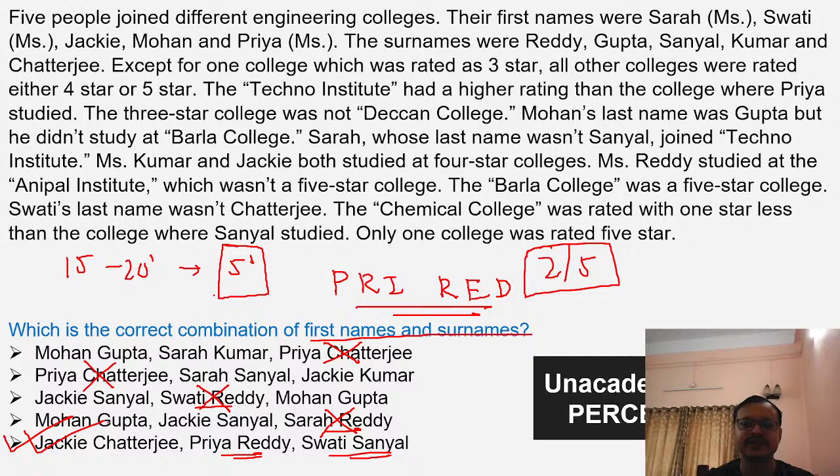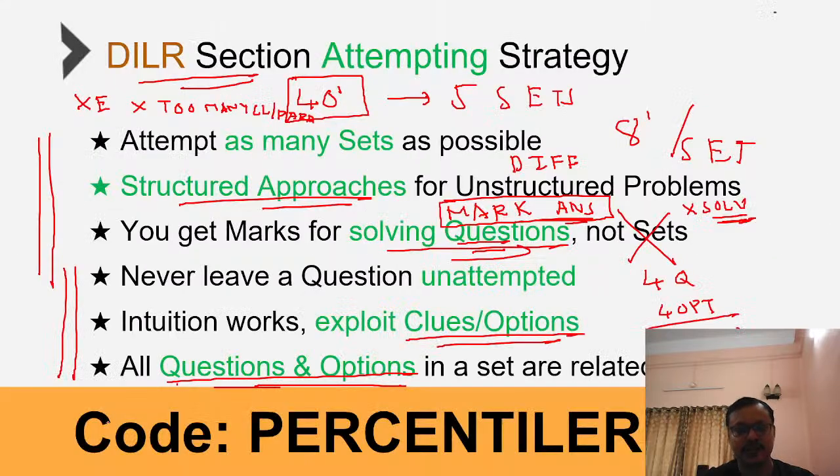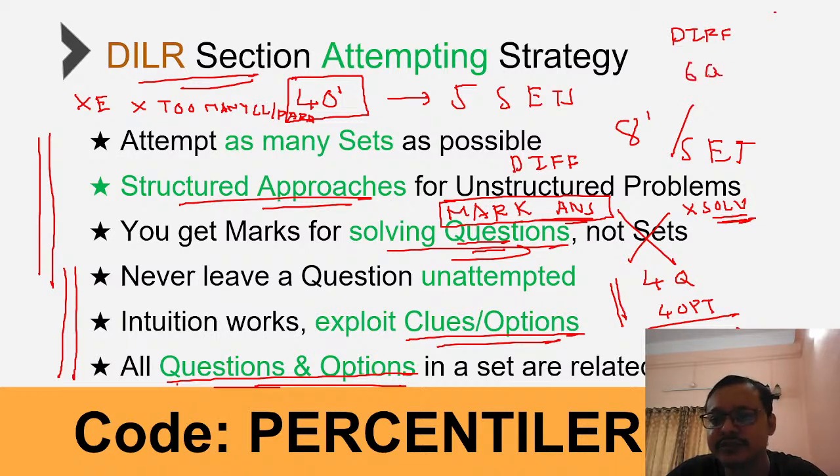Now the next big thing is how effective this approach can be for a variety of other sets. Note, every DILR set comes with 4 questions and most of the questions come with 4 options. That automatically means you have 16 additional clues. In recent times, because of this 5 set 40 minutes thing, there are some sets which are considered even more difficult and they come with 6 questions. Remember, 6 questions means 24 additional clues.